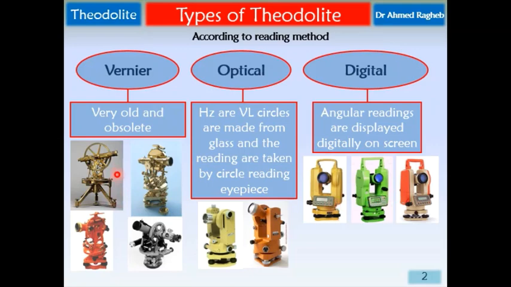So in the vernier theodolite, you take the readings by yourself from the horizontal and vertical circles. In the optical theodolite, you take the readings through the reading telescope, while in the digital theodolite, you take the readings directly from screen.